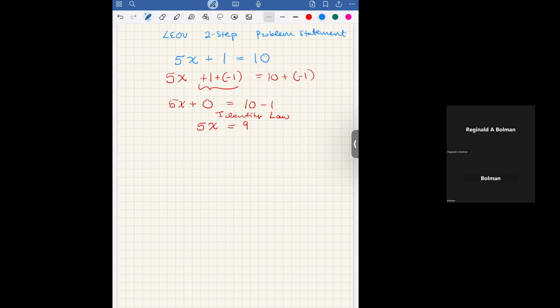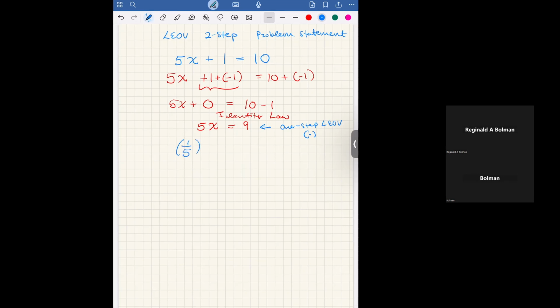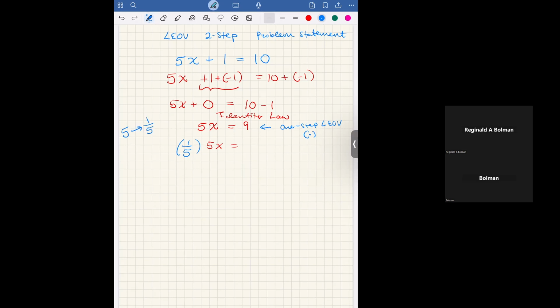The interesting thing here is now you are left with a one-step LEOV. And in this instance, we were left with a one-step multiplicative case LEOV, right? So we already know how we can solve a one-step multiplicative case. We are going to go ahead and multiply the multiplicative inverse of the coefficient that's in front of x. 5 is the coefficient for x. 5 is the number in front of my x. And we know that the inverse of 5 will be 1 over 5.